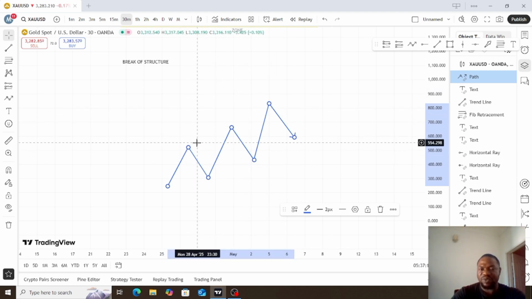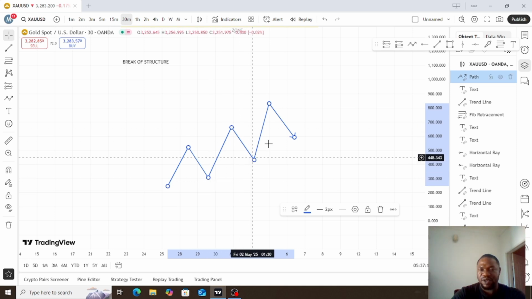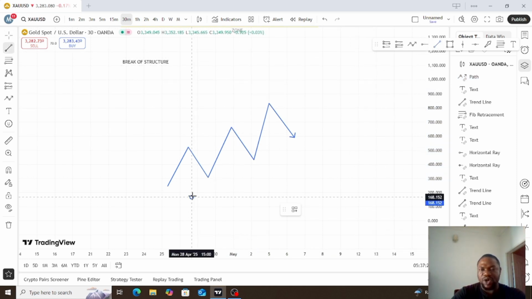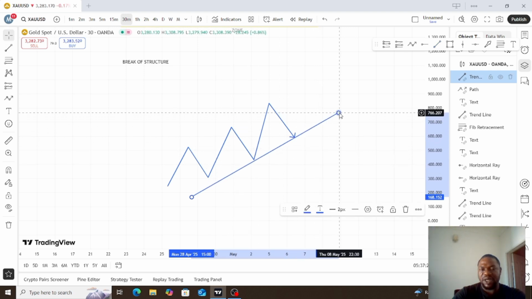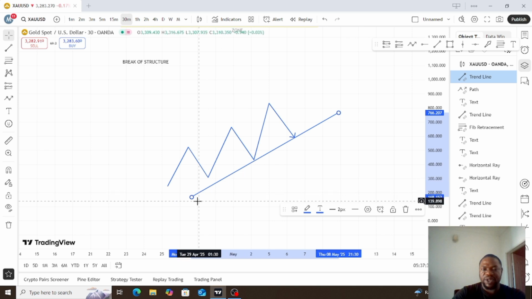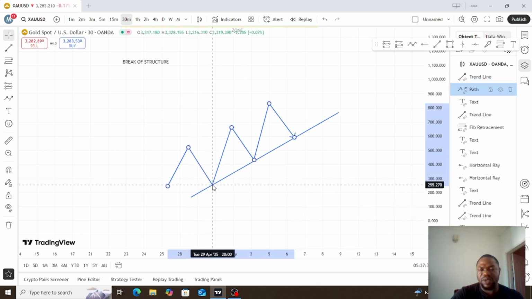To identify that, at least you must identify 2 of these formations. You should also be able to take your trend line and draw it in such a way that it touches at least 2 of these points. In that case, you will identify that yes, truly we are in an uptrend.